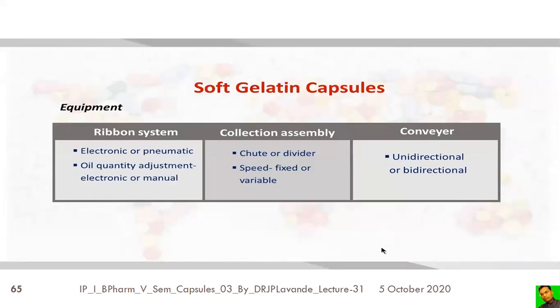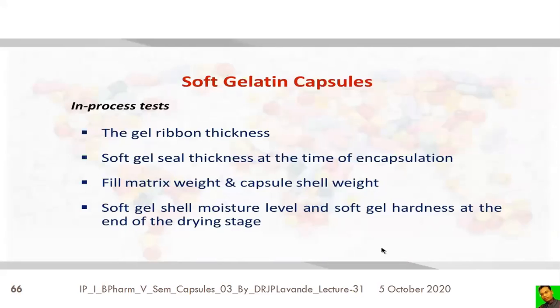The ribbon system is electronic or pneumatic. Oil quantity adjustment is required either electronically or manually. Then there is a collection assembly, which collects through the chute or the divider, and there is an adjustment of the speed, which could be fixed or variable. The conveyor belt might be either unidirectional or bidirectional.